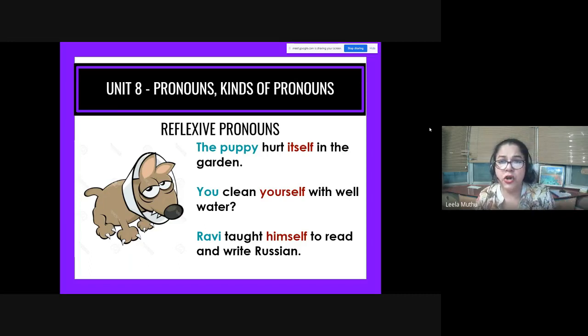Ravi taught himself to read and write Persian. Ravi has taught somebody, or taught whom, to read and write Persian? Well, he's taught himself. So the subject has done the action to himself. So these are reflexive pronouns, where the verb describes the action which is done to the subject: himself, herself, themselves, yourselves, for example.